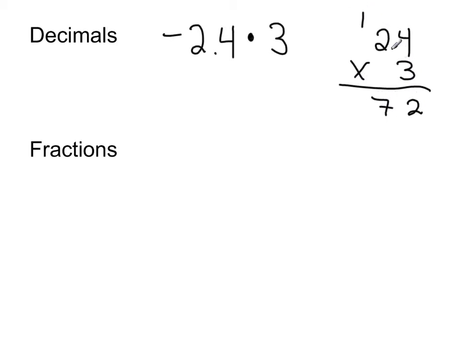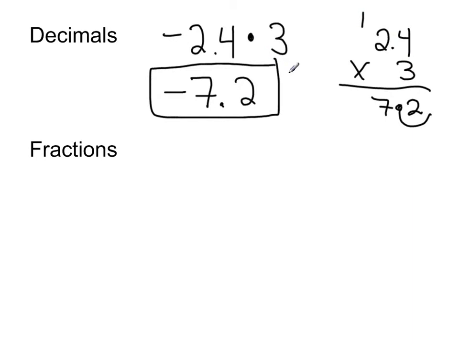Now we'll pay attention to the decimal point. There's only one of it, so we'll move our decimal point over 1. So I got 7.2. But now we've got to make sure we're careful with our signs. I had a negative times a positive, so my final answer should be negative. And that's what you can pretty much do when you multiply. You can save the signs for the end, or you can do it right away in the beginning if you're worried you're going to forget it.